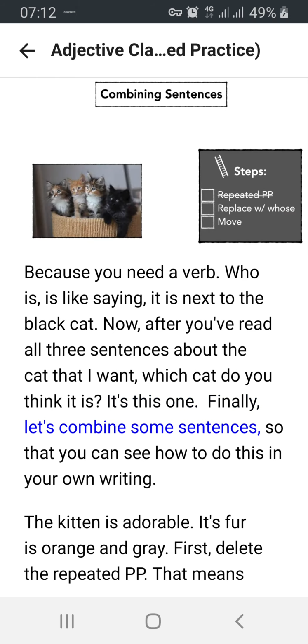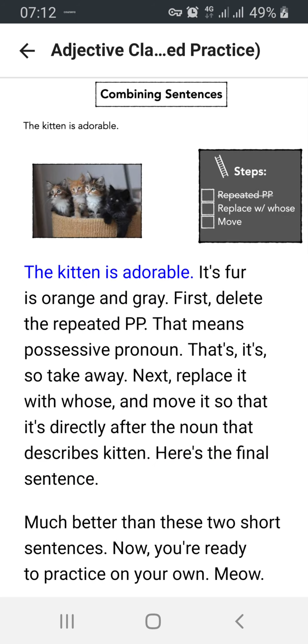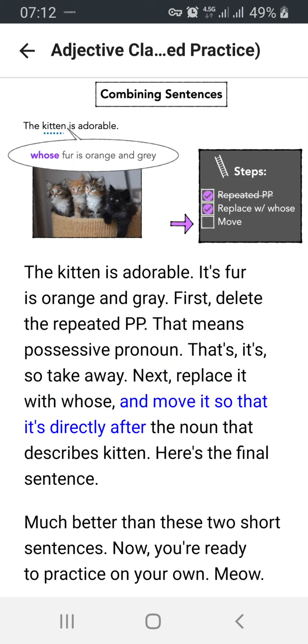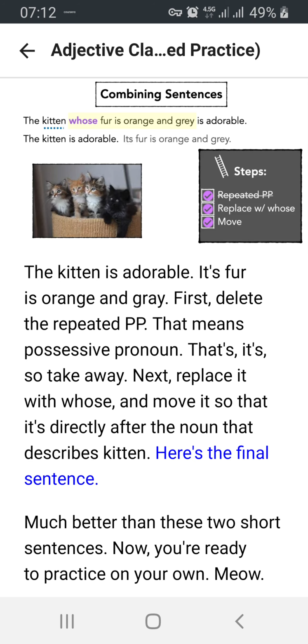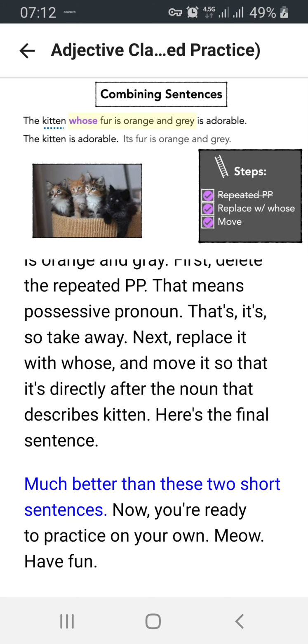Finally, let's combine some sentences so that you can see how to do this in your own writing. The kitten is adorable. Its fur is orange and gray. First, delete the repeated PP. That means possessive pronoun. That's its. So take it away. Next, replace it with whose. And move it so that it's directly after the noun it describes, kitten. And here's the final sentence. Much better than these 2 short sentences, right?